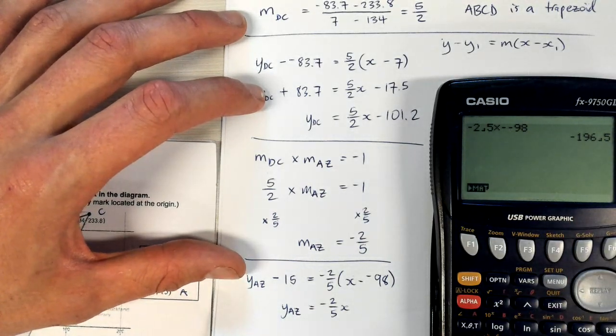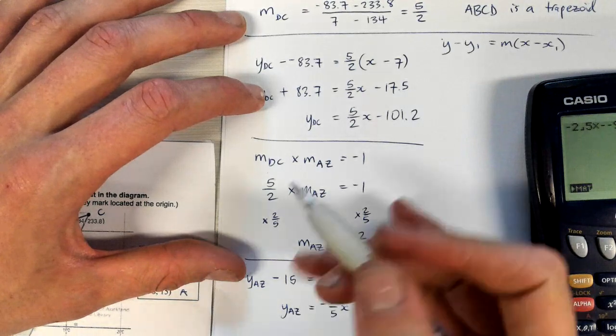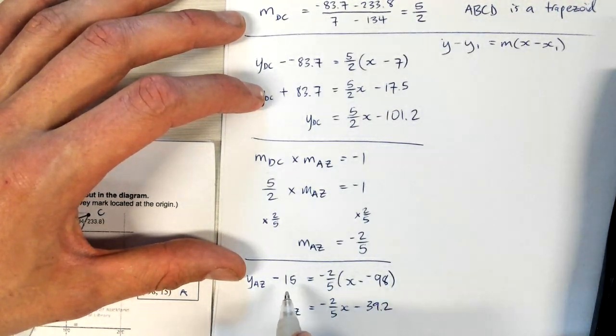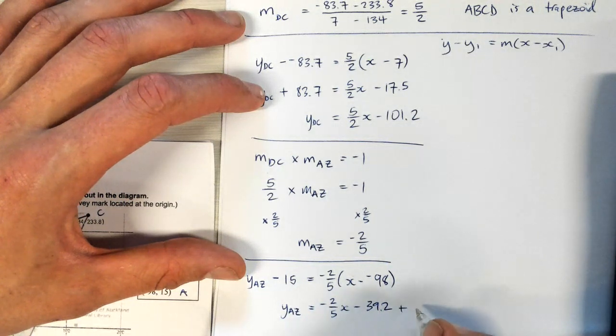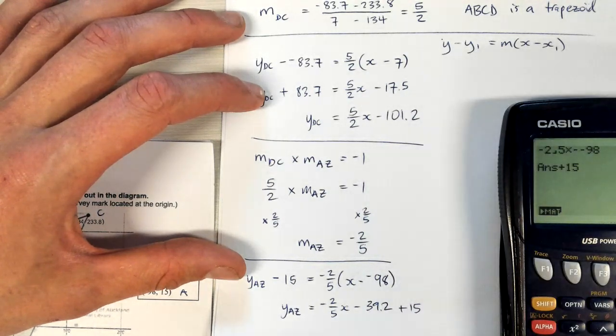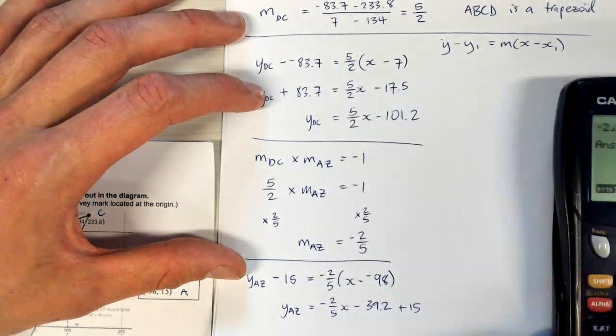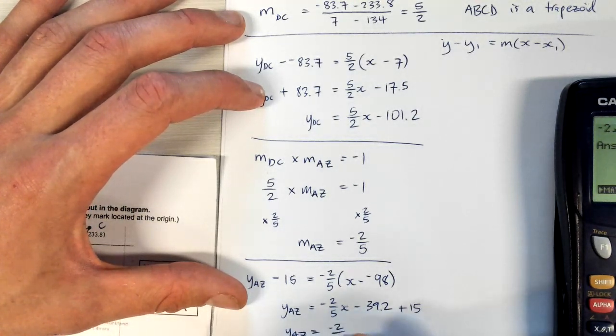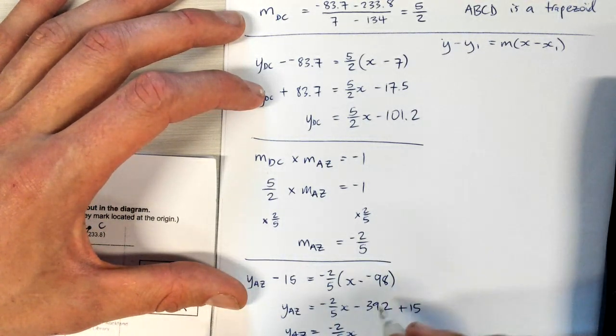Sweet. You guys probably like a decimal here. Negative 39.2. And then remember, we're bringing this 15 over as well. Plus 15. We're adding 15 to both sides. Let's do that over here. Plus 15. Negative 24.2. So Y_AZ equals negative 2 over 5x minus 24.2.